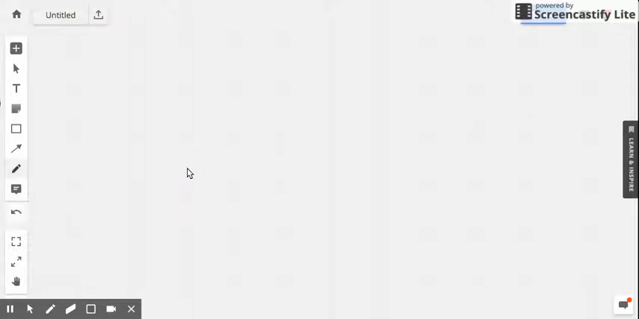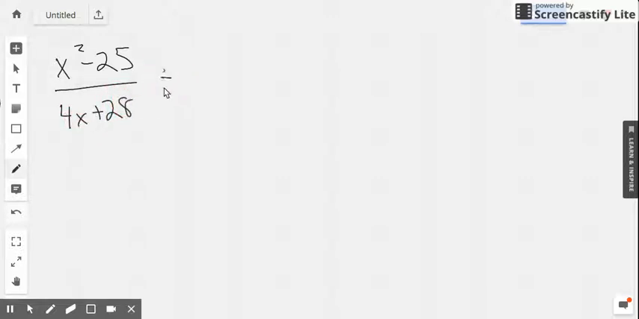The nice thing about this is that the division really isn't different. There's just one added step. So let's look at x squared minus 25 divided by 4x plus 28. And we're going to divide that by x minus 5 over x squared plus 9x plus 14.